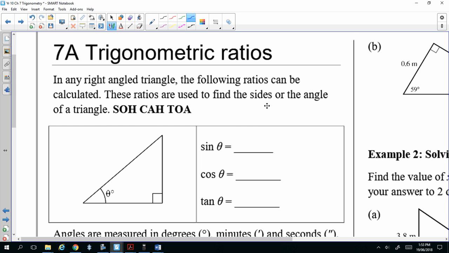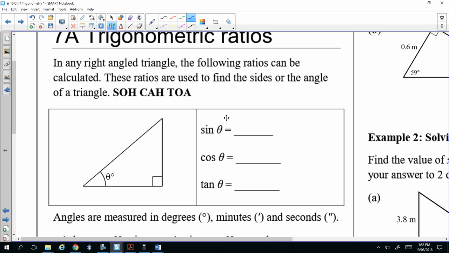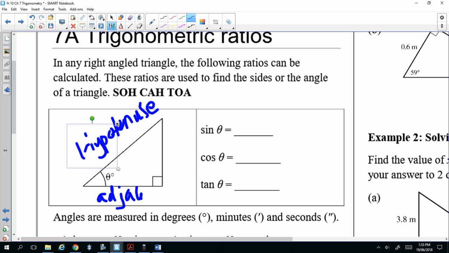So we'll start with the basic idea that you learned from Year 9, which is SOHCAHTOA. What does that mean? You have to label the 3 sides of a right-angled triangle. This is the hypotenuse. This is the adjacent. The side opposite to the angle is called the opposite. So label all 3 sides.